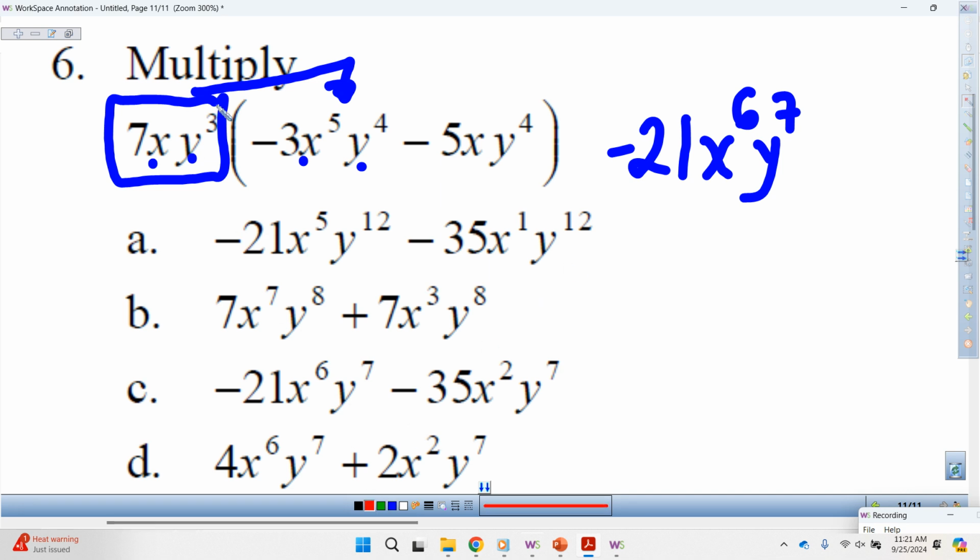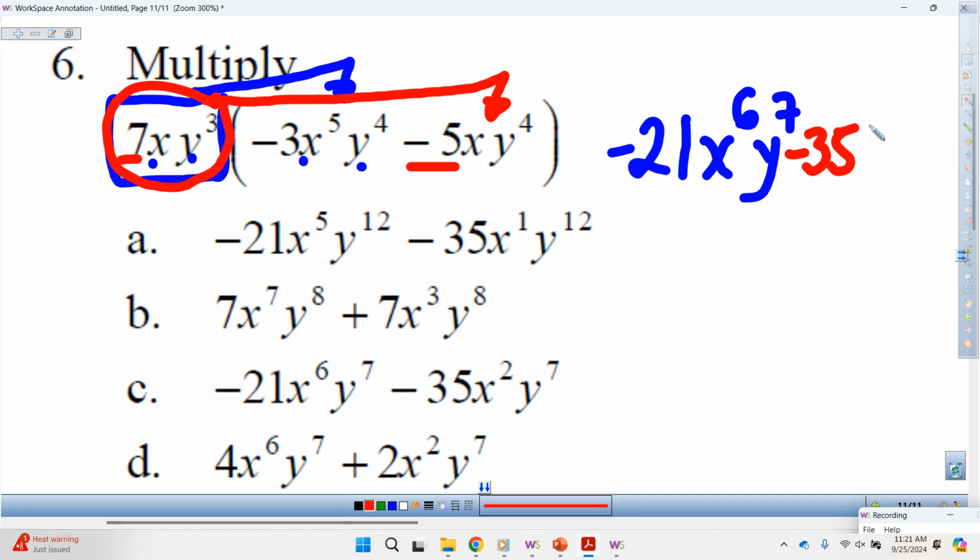Next, we do the same one, but now times the second term. What is 7 times negative 5? Negative 35. What is x times x? X to the second. What is y cubed times y to the fourth? Y to the what? 7. Answer. Letter C.